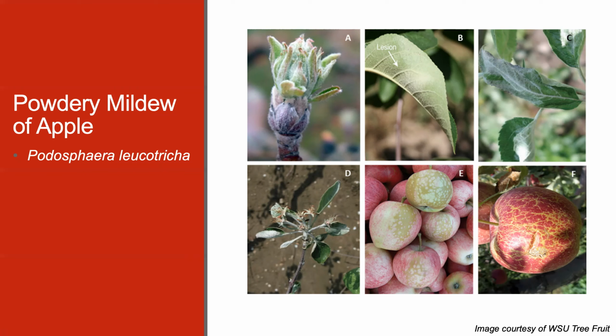Powdery mildew interferes with the proper functioning of leaves. It can reduce shoot growth and also reduce fruit set. Infections can also cause deformed shoots, flowers, and fruit.